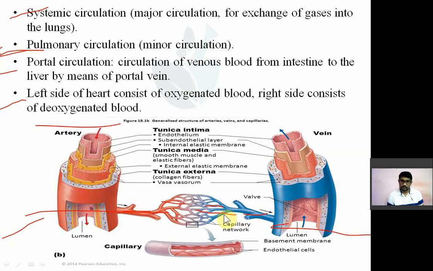So there is a capillary network. There is a mesh-like network, a web-like or spider-like structure, made up of capillaries of your arteries and veins. Now what do you mean by artery? Arteries are the blood vessels which contain oxygenated blood.